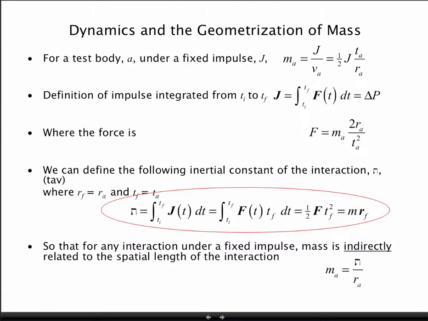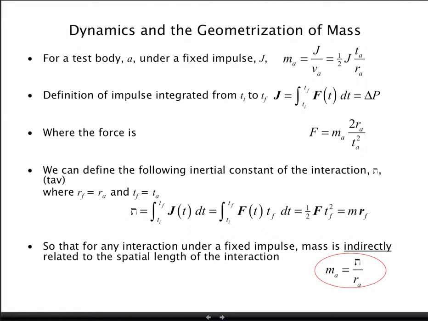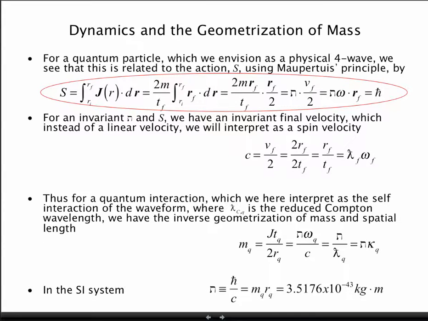we can define the following inertial constant, tau, as a time-independent invariant of the interaction, which is true for quantum interactions. Giving the inverse relationship between mass and geometry, tau is thus the integral of the impulse with respect to time. It is related to the action S, which is the integral of that impulse over its displacement, using Maupertuis's principle.